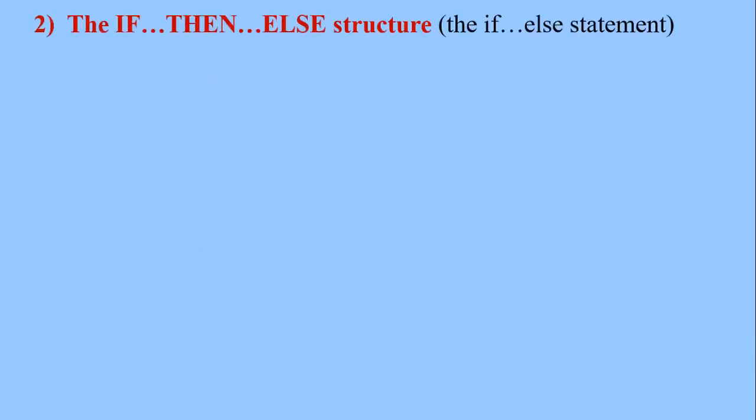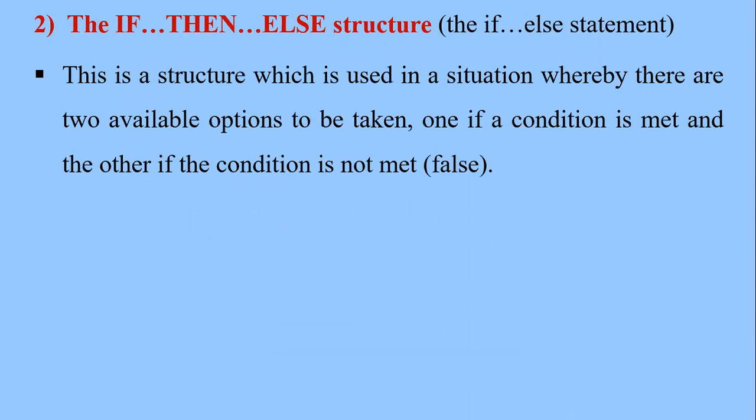Let's now move on to the if-then-else structure or the if-else statement. This is a structure which is used in a situation whereby there are 2 available options to be taken. One if a condition is met, and the other if the condition is not met. So in this control structure, a certain set of statements will be executed regardless of whether the condition evaluates to true or false. So one of them will be picked, but not both. It is either when the condition evaluates to true or when the condition evaluates to false.